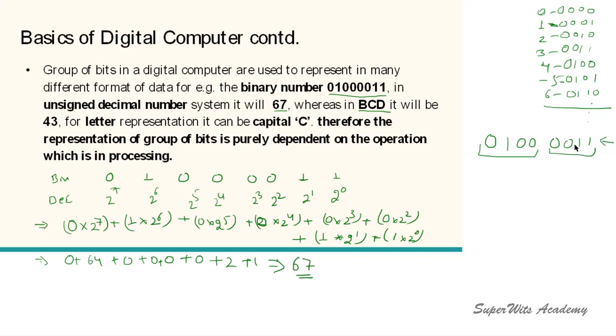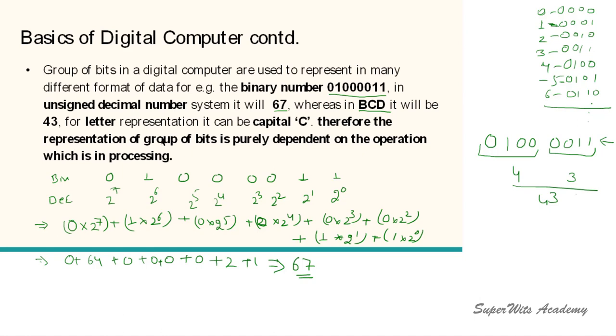So when you try to match this value here, it is actually depicting 3 for BCD, whereas if you talk about this, 0100, this is actually 4. So finally what we get is 43 as a number, right? So this is how you actually represent.